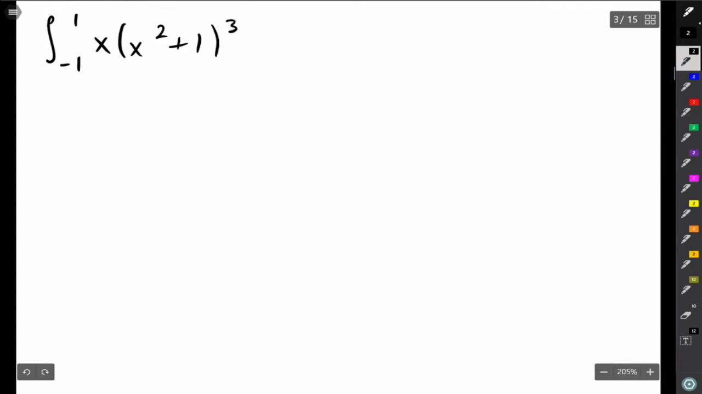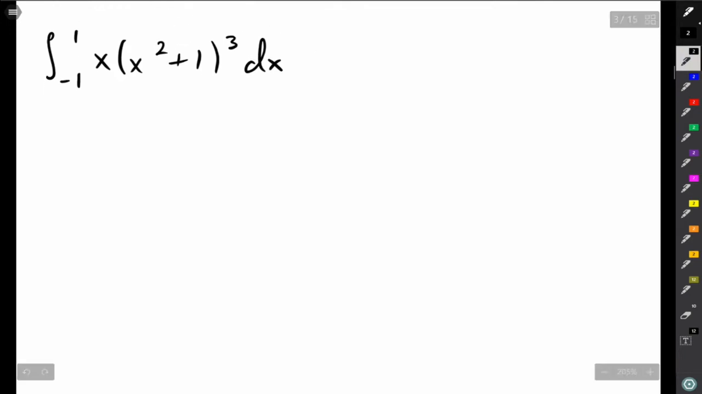All right, let's now look at doing some definite integrals with u-substitution. So let's pick something fairly straightforward here. We're going to integrate from -1 to 1 of x times (x squared plus 1) cubed dx. Right? So this integral here, of course, we could expand this out, multiply it, and then integrate it as usual, but this will actually be better to do using u-substitution.